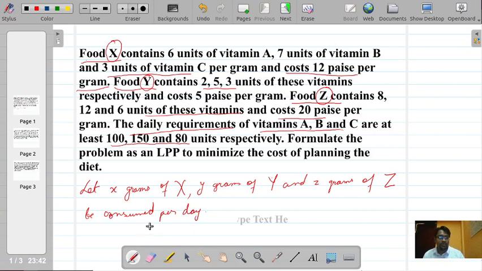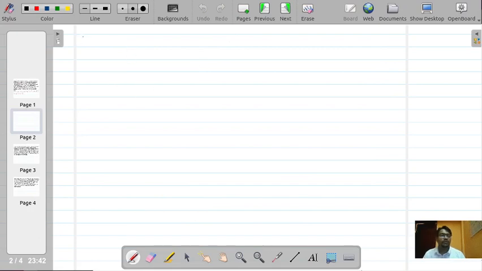Then what is the total cost incurred? The total cost will be, let us denote it by Z only. The first one costs 12 paisa per gram, so we are consuming x grams, so it's 12x, plus the second one costs 5 paisa per gram, so we are consuming y grams, so it's 5y, and the last one is 20 paisa per gram, so it's 20z. So the total cost is this, given in paise.